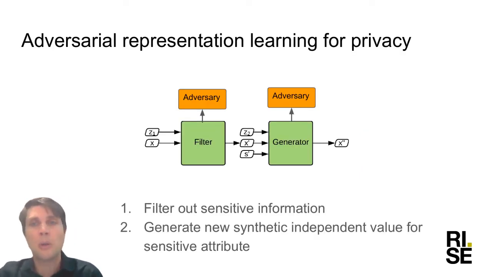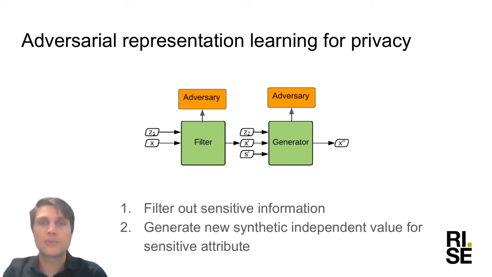So the current work builds on the generative adversarial privacy framework. But in our case, we propose a two-step process. So we train a filter model in a similar sense, but then we add a generator model. And the generator takes as input the output from the filter. It also has a second input, which is coined S prime here. And S prime is a random variable that's sampled independently from the input X.